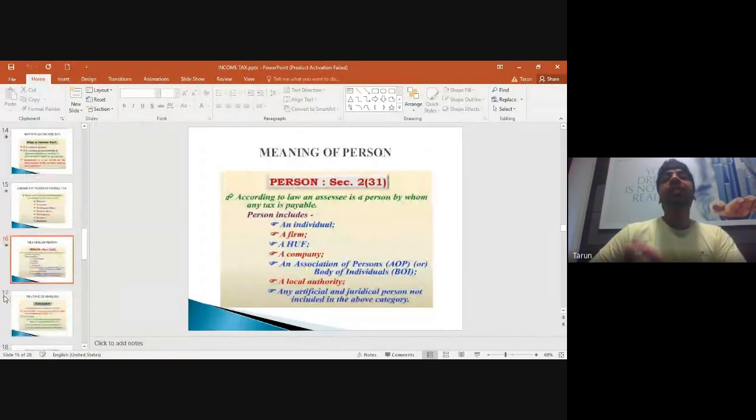So let's proceed. What is a person? Person comes under section 2, subsection 31, right? According to the law, a person is one by whom any tax is payable. So a person would include any individual, firm, Hindu undivided family, company, association of persons, body of individuals, or a local authority, right?